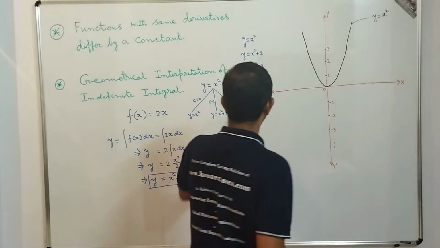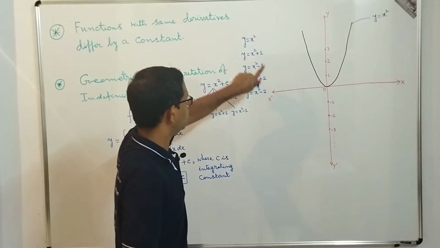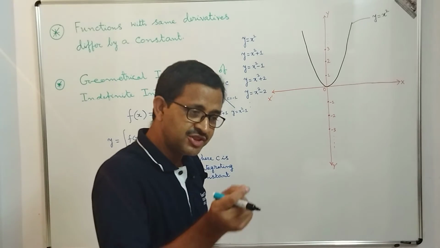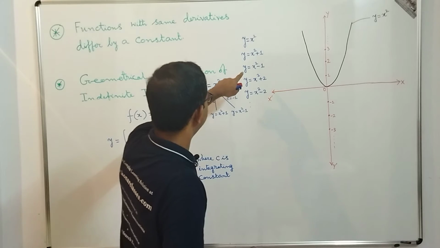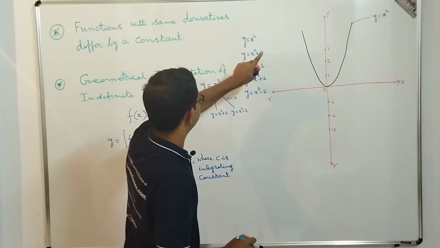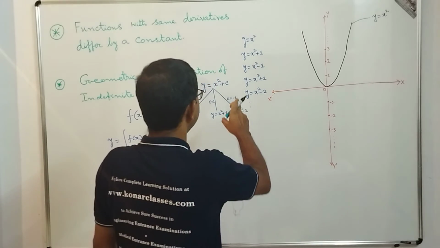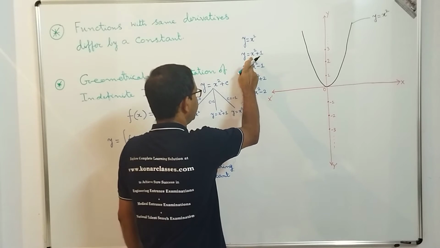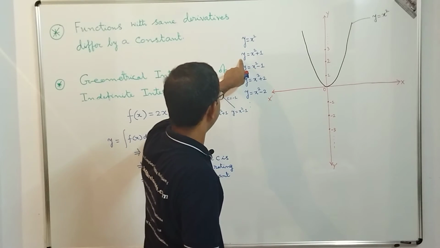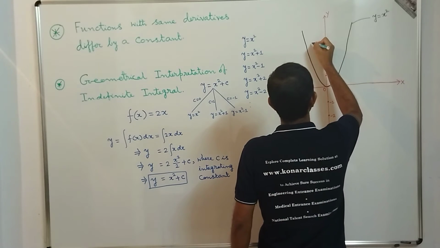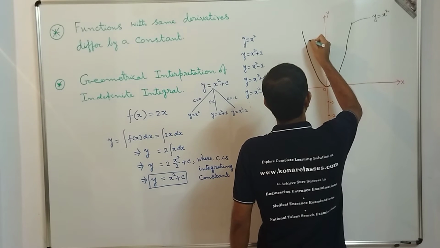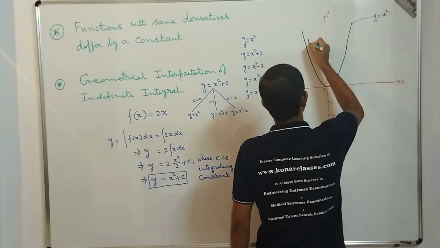Now let's concentrate on y equal to x square plus 1. That is also a parabola in which the vertex is not exactly on the origin; the vertex is at the point (0, 1). So how will it be? The parabola will look something like this.